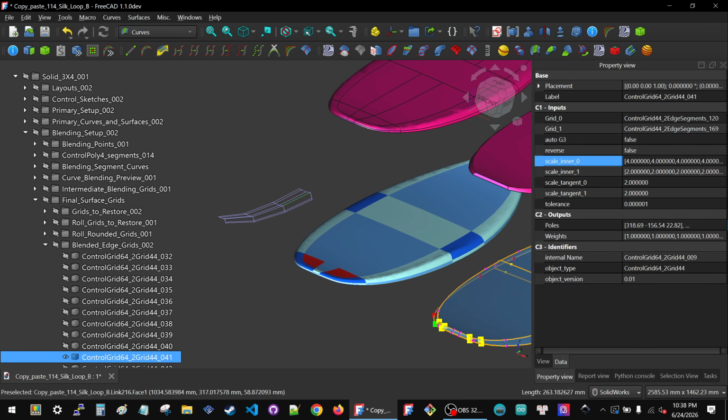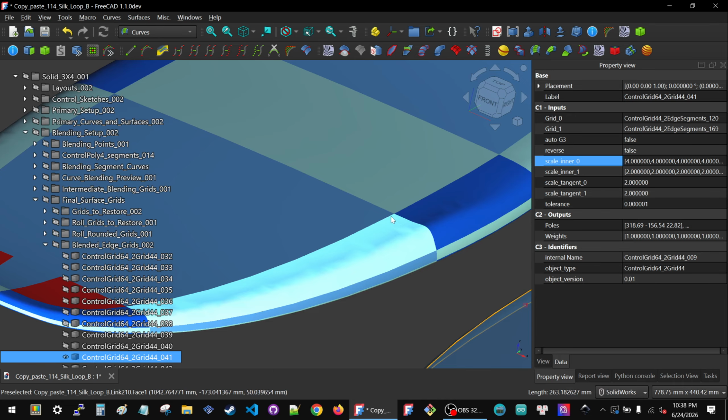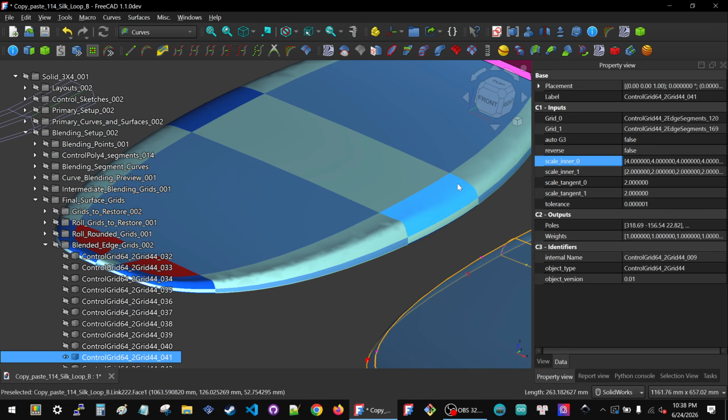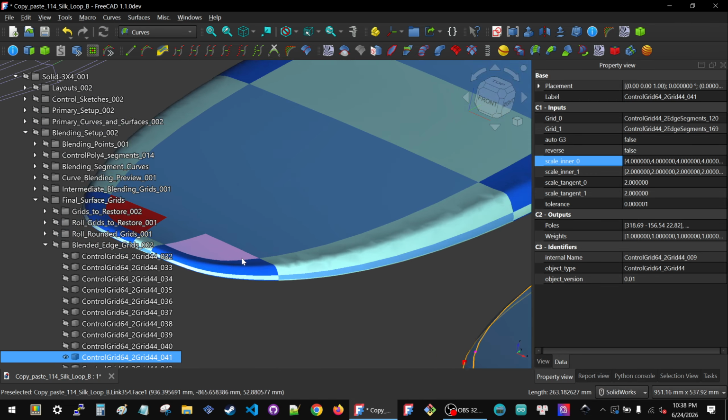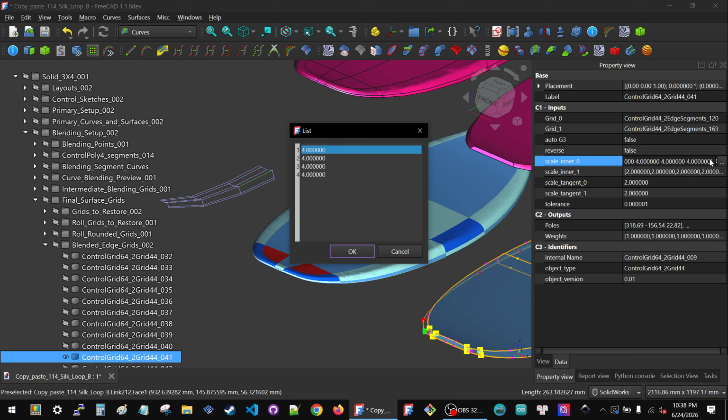Most of the time, the reason you want to go into here is not to make a dramatic change like this, but because you like the way the blend works on one side, you like the curve that you get right here, but you don't really like the curve that you get on this side. So instead of adjusting all 4 of these values together, you adjust them in a pair. Say you leave two of them at the default values because you like that side, and you make the other two bigger.